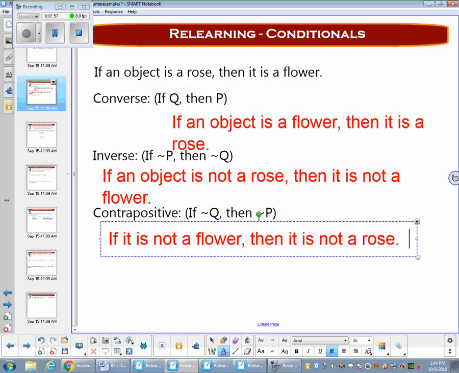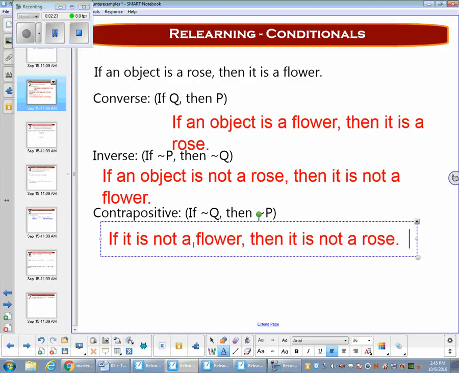So if we take a look at this, let's try to assess truths. If something's a rose, does it have to be a flower? Yes, anything that's a rose is a flower. If an object is a flower, then does it have to be a rose? No, this one's false. If it's not a rose, then it's not a flower. No, that's not true because you can have an iris. That's not a rose, but it is a flower.